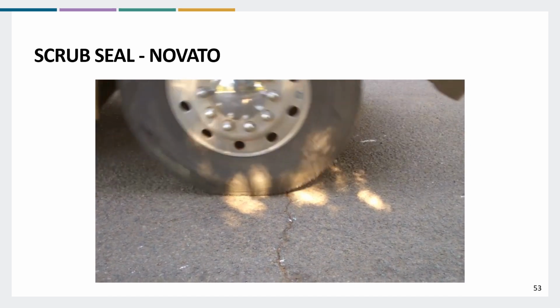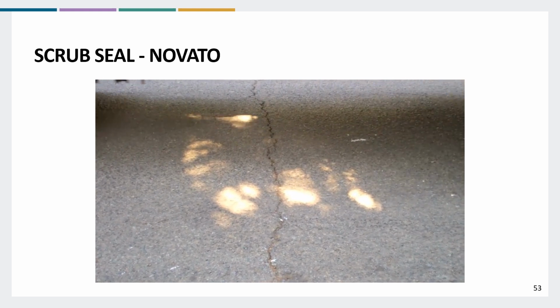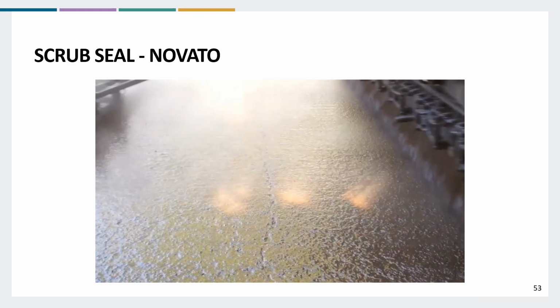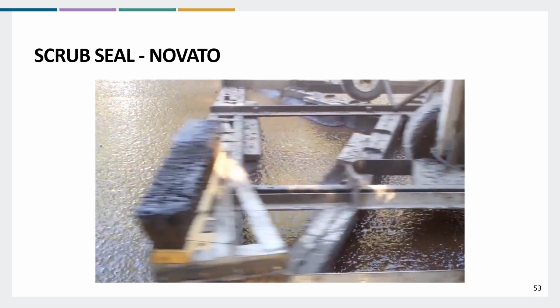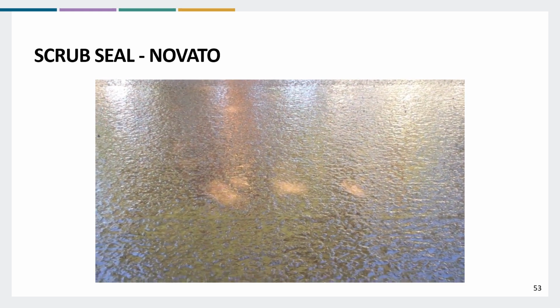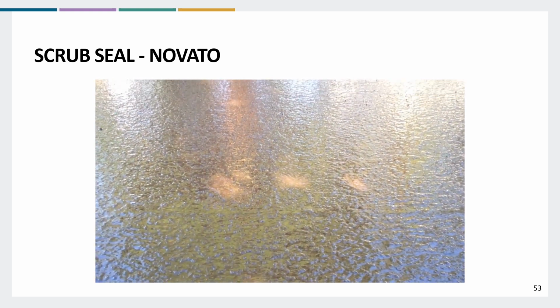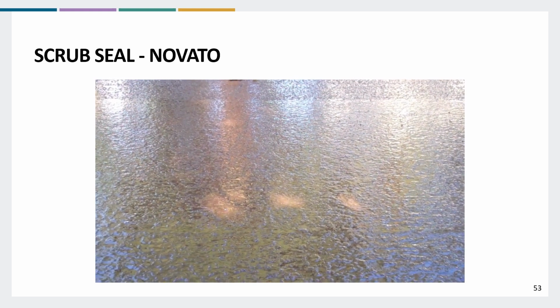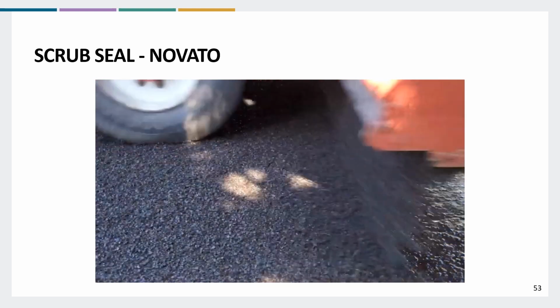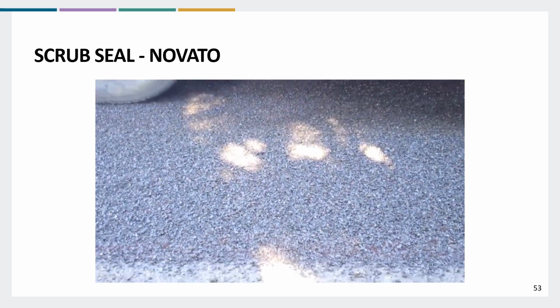Here's a video of Sierra Nevada using the PMRE scrub seal. You can see the crack. The distributor truck is going to go by, apply the emulsion, and the brooms are going to broom the material right into that crack. Followed by the chipper. And covering the crack.